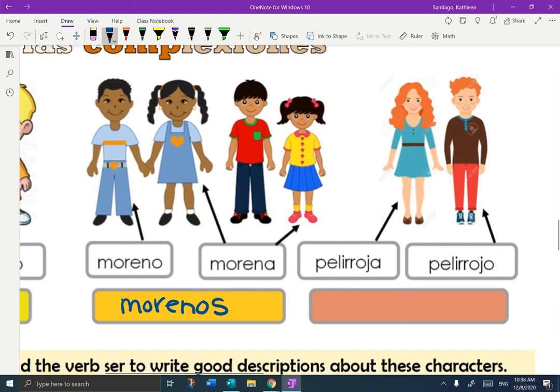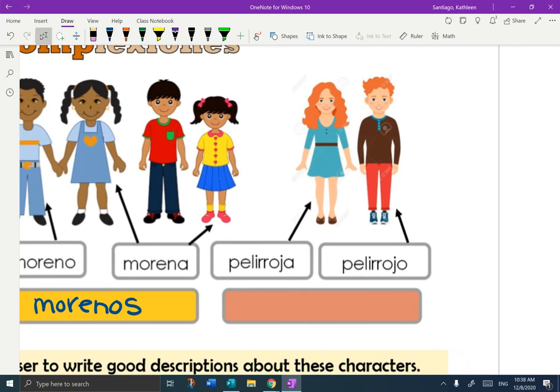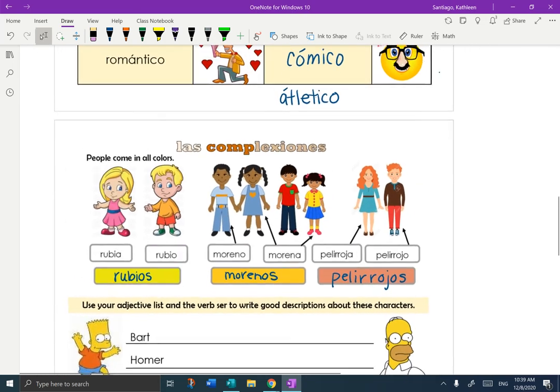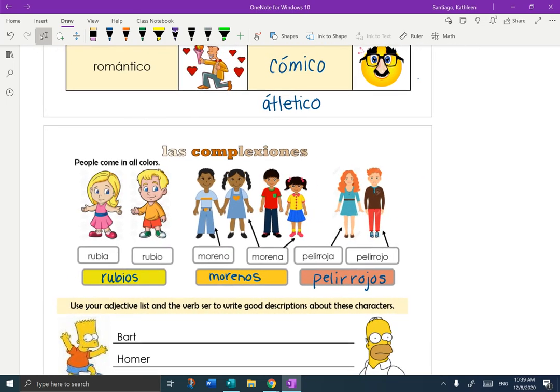And then pelirroja is the other complexion. So the girl is a pelirroja. Mrs. Santiago is a pelirroja. Pelirrojo for the boy, ending in an O. Red hair tends to have lighter colored eyes and light skin. And from my perspective, sunburn a lot. So together, both of them would be peli, which means hair, and rojos, redheads. Pelirrojos. That's really what you're saying. Okay, so we have 3 additional descriptors.